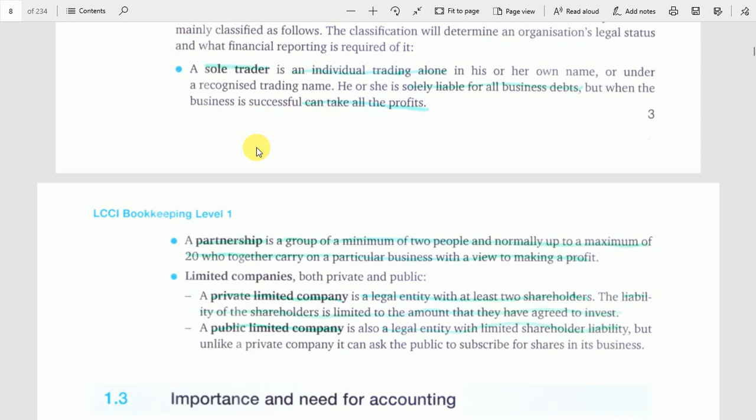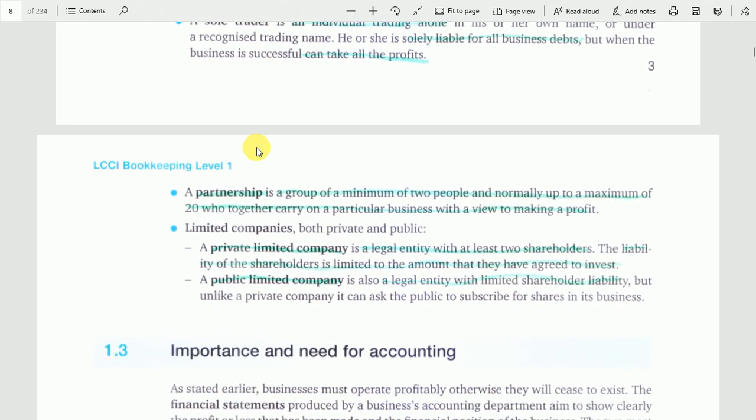The other type of business, we call it a partnership. A partnership is a group of minimum 2 people, normally up to 20 people, who together carry on a particular business with a view to making profits. We have then limited companies. In limited companies we have the private limited company and the public limited company. A private limited company is a legal entity with at least 2 shareholders, and their liability is limited to the amount they have invested. Whereas the public limited company is a legal entity with limited shareholders' liability, but unlike a private limited company, it can ask the public to subscribe for its shares.